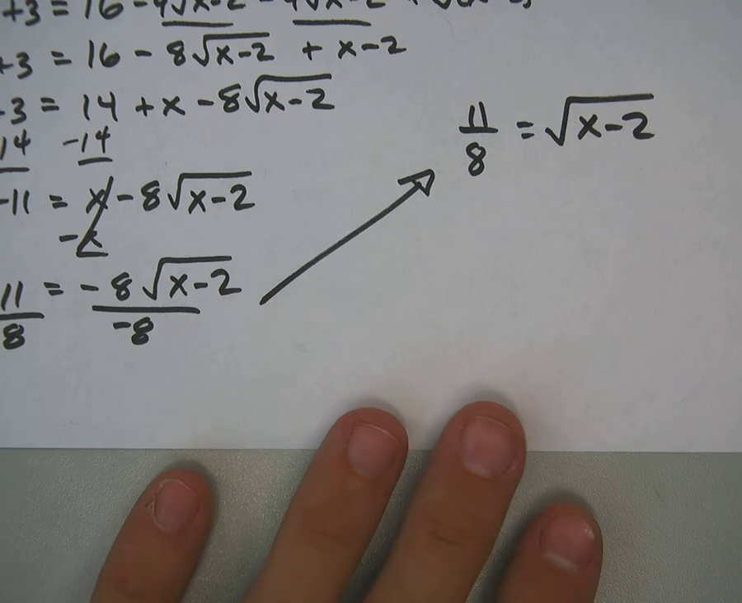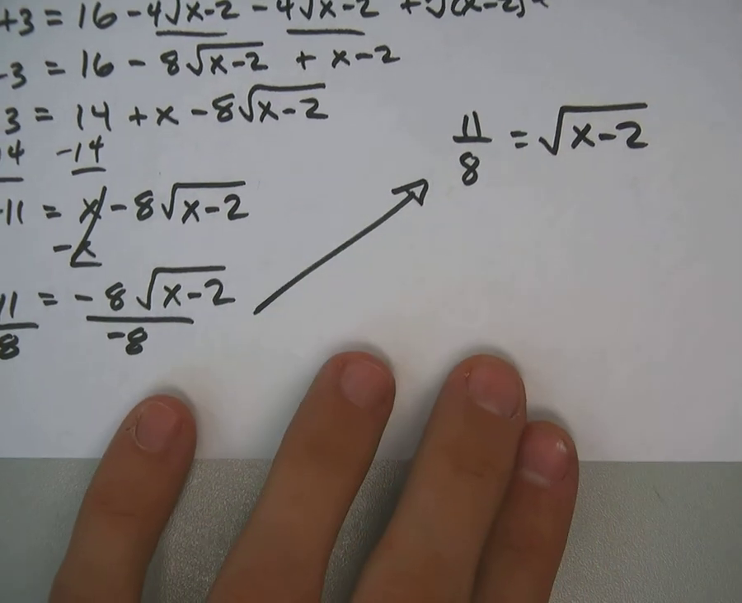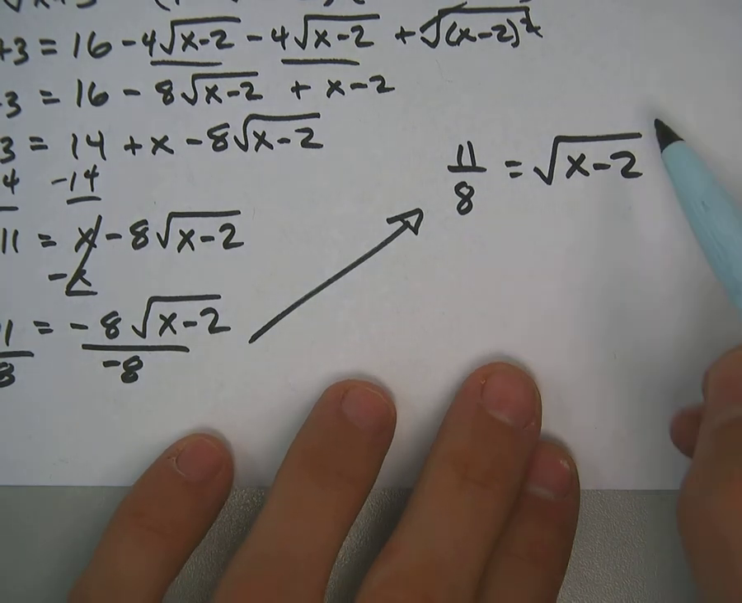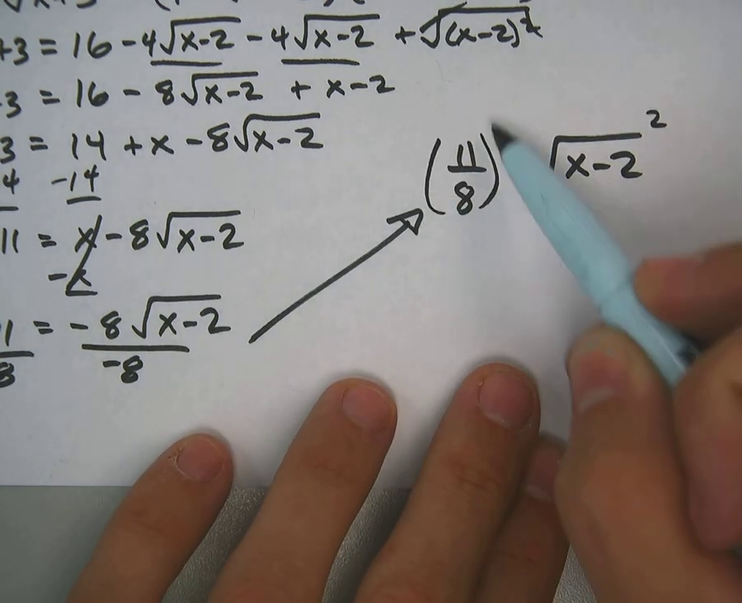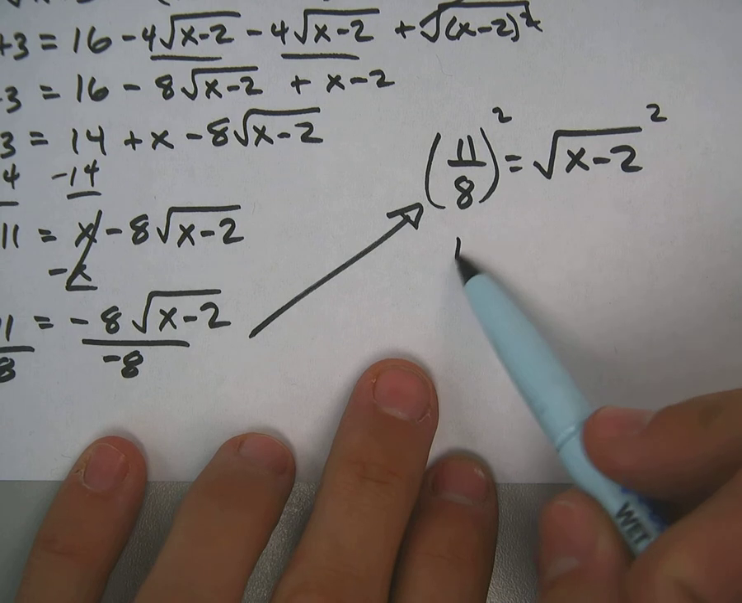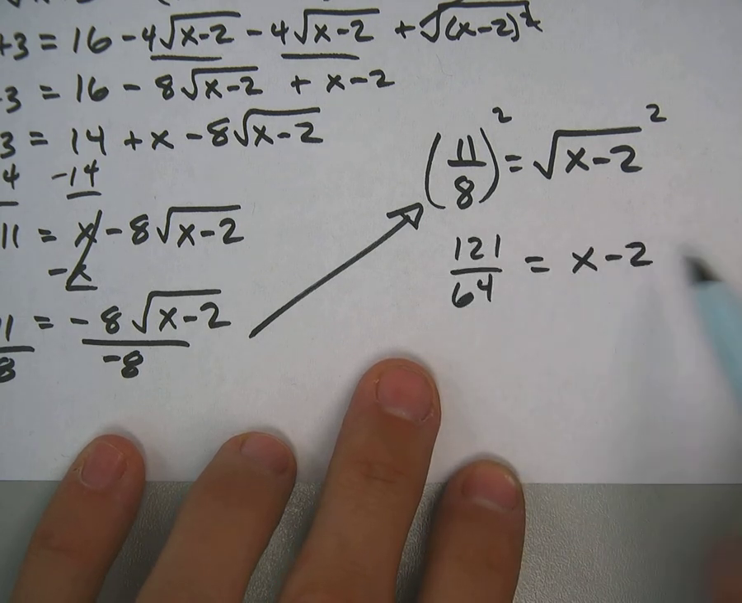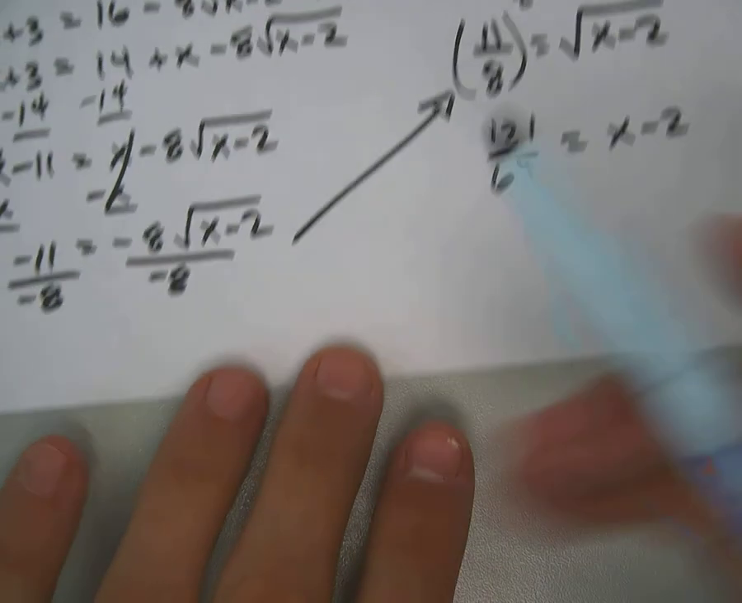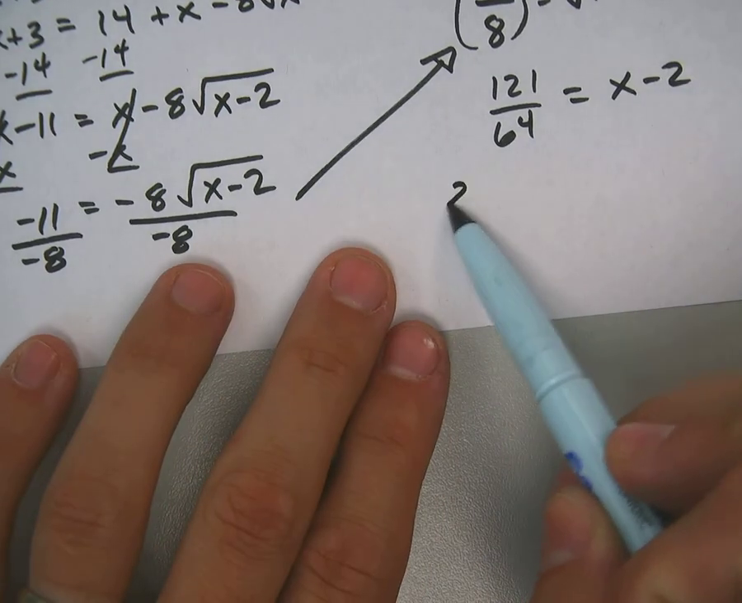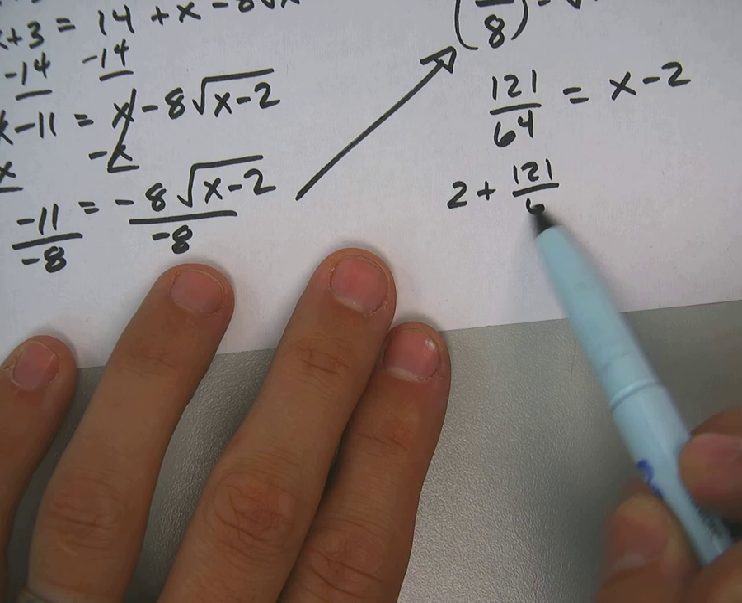Now, even though there's been quite a bit of work here, we are going to do what we did in a previous problem. That is, we're just going to square both sides. So if I do that, I get 121 over 64 equals x minus 2. I'll just add 2 to the other side, so it'll end up being 2 plus 121 over 64.